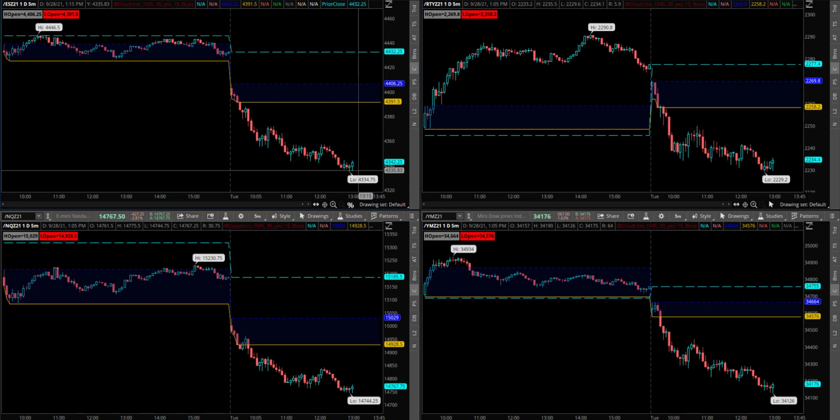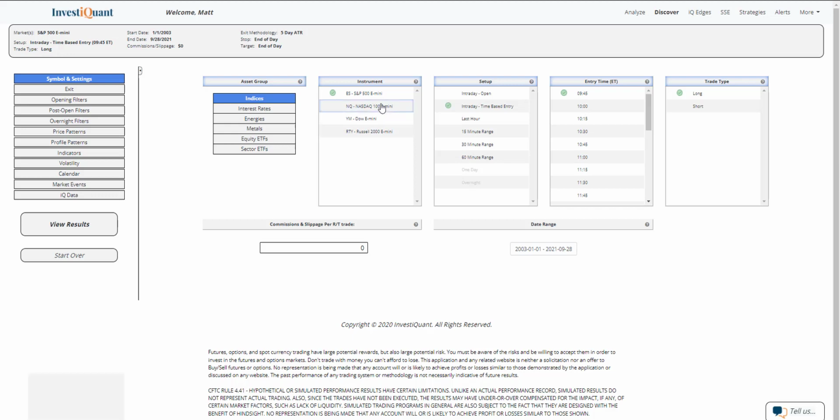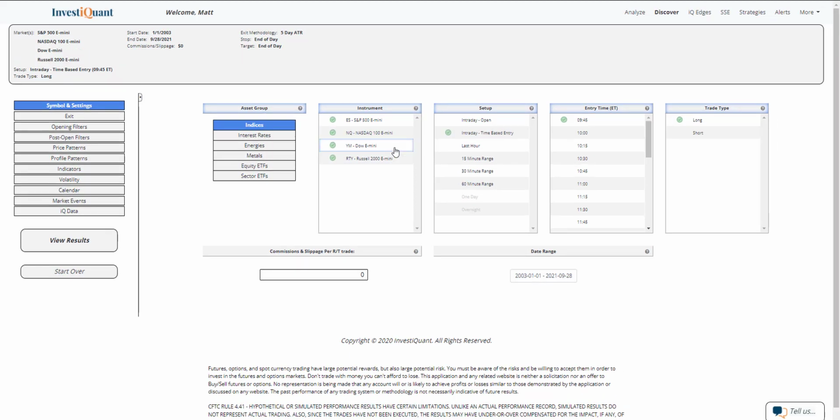So what we'll be looking at this afternoon is what has happened historically going into the close of the session when you see strong range and weak price action. So I've got a time-based entry that is selected here. We're going to use a 3 p.m. entry time. I've got it set up as a long. All four instruments are selected.